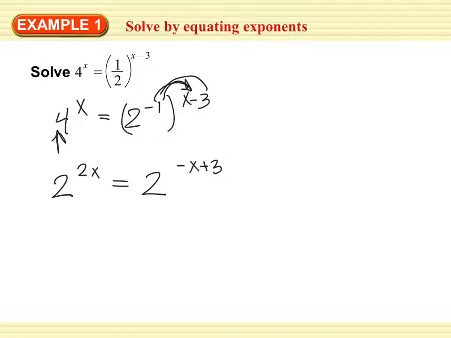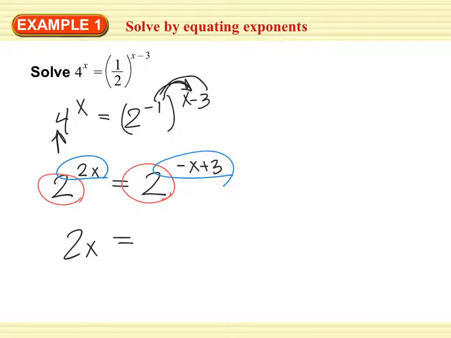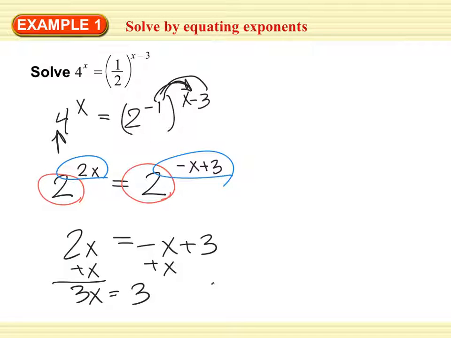Now that rule holds true. I have a base of 2, therefore the exponents are equal to each other. So I can just go straight to 2x equals negative x plus 3. That gives me 3x equals 3, x equals 1.